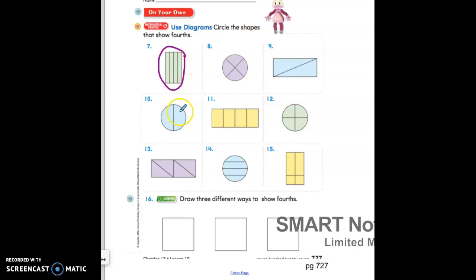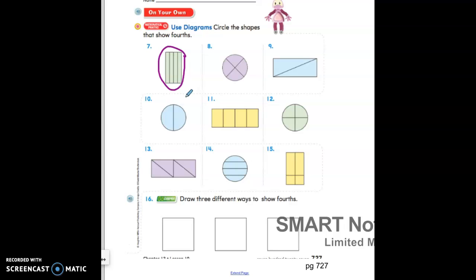Let's look at number 10. It says circle the shapes that show fourths. Let's count how many parts are in number 10. 1, 2. Does that show us fourths? No, that shows us half. So we're not going to circle this picture.